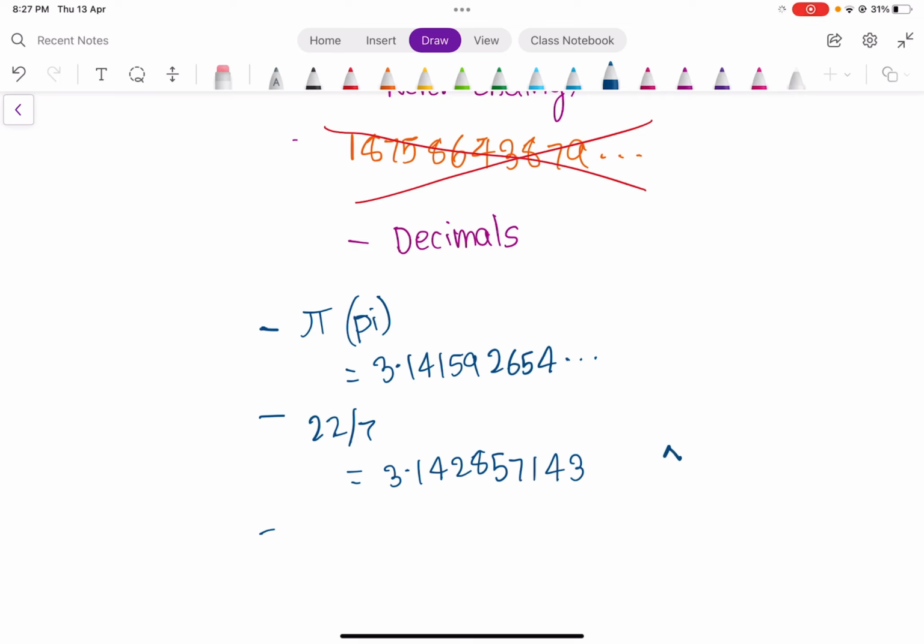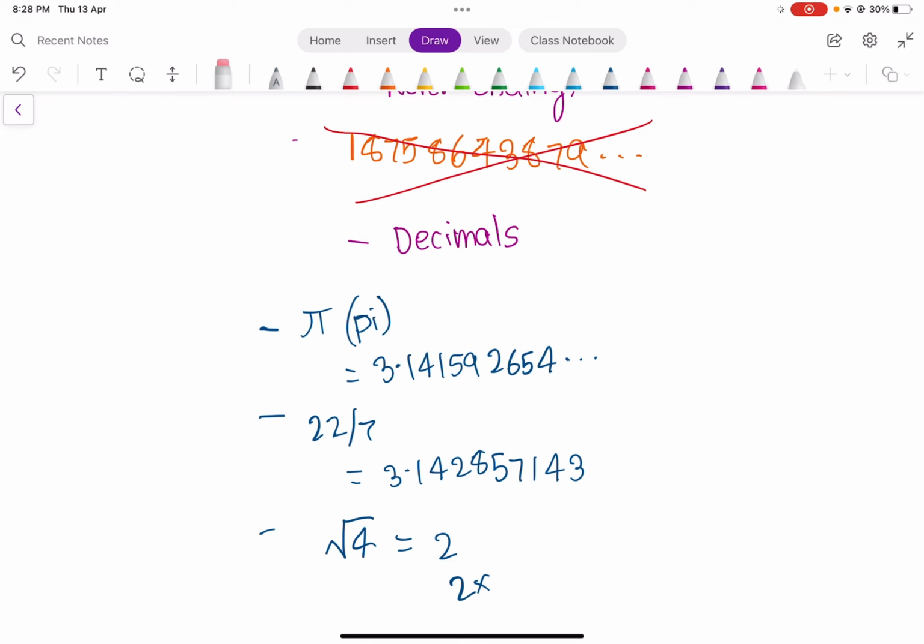Okay. So another one would be the root of 2. Roots are shown like this, square root, and they are used to find a number that when multiplied by itself gives this number. So if I wanted to find what the square root of 4 is, I'd say 2, because 2 times 2 is equal to 4. That's the same thing as 2 squared.